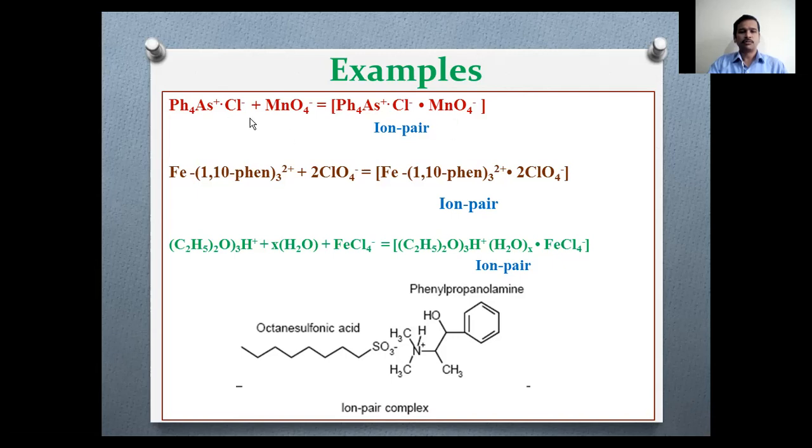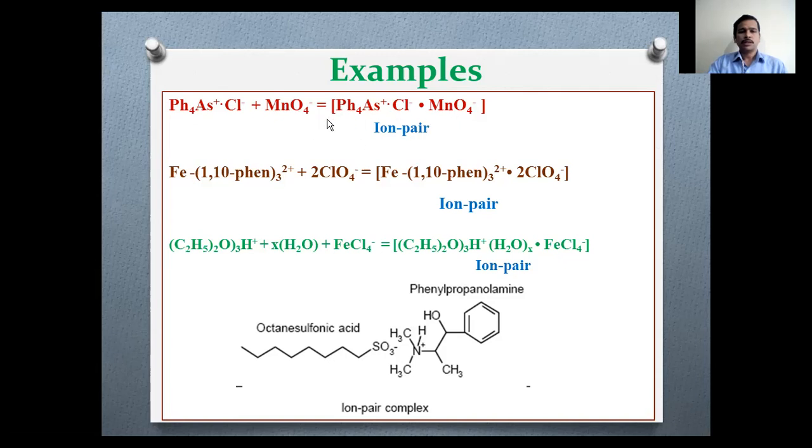So tetraphenyl arsonium chloride will be the reagent, and permanganate will be the analyte. This is a positively charged species and this is a negatively charged species. The ionic aggregate of tetraphenyl arsonium permanganate will be the species. Here chloride should go out. Chloride will be a counter ion, and the positively charged tetraphenyl arsonium will react with permanganate. If it is potassium permanganate, then potassium will be the counter ion. So potassium chloride will be left over in the aqueous layer, and tetraphenyl arsonium permanganate will be the ion association complex.